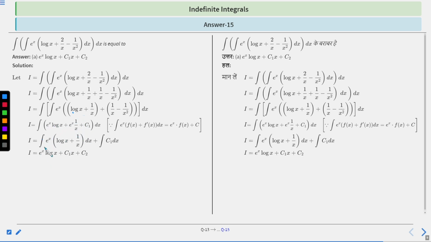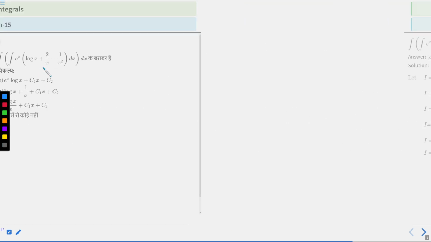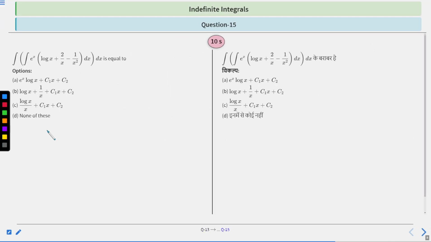Therefore, I is equal to the integration of e to the power x times (log x plus 1 by x) dx plus c1 dx. After integrating this, you will get I is equal to e to the power x log x plus c1 x plus c2, right? Got it? So in this way, option A is the right choice. e to the power x log x plus c1 x plus c2 is the right answer.